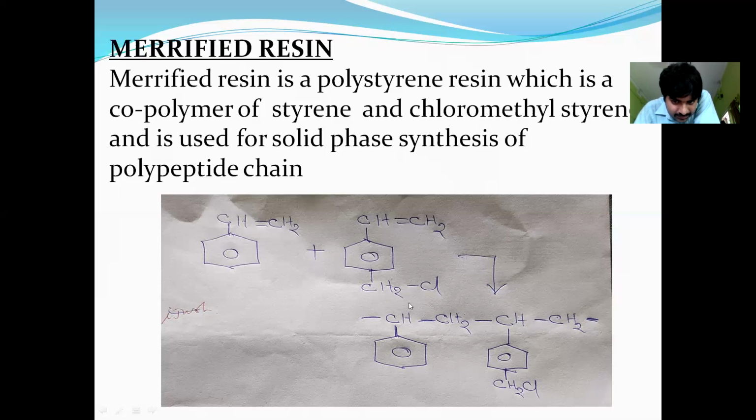This is the structure of modified resin. This is, এটা হচ্ছে স্টাইরিন, এটা হচ্ছে ক্লোরোমিথাইল স্টাইরিন, আর এটা হচ্ছে modified resin structure.